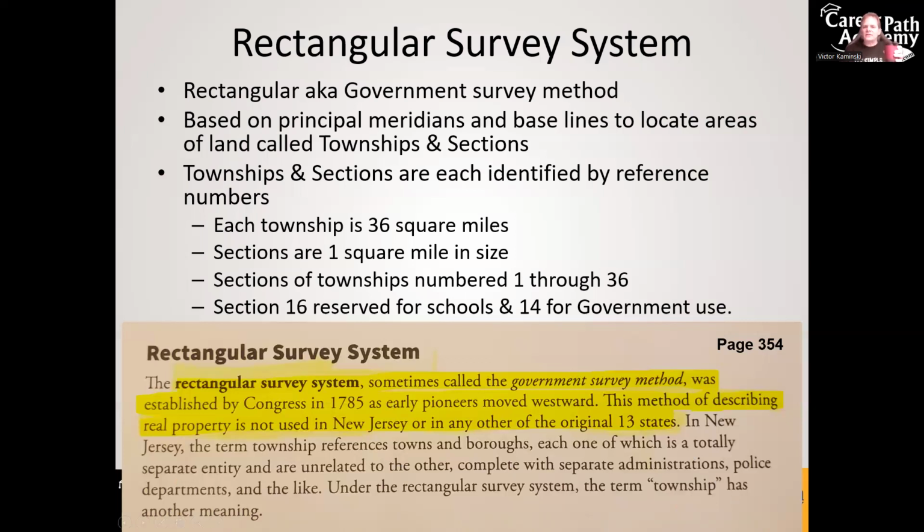It's a unit of measurement, which is 36 square miles, or 6 miles squared. I'm sorry. Everybody got that highlight? Yes. Okey-doke.